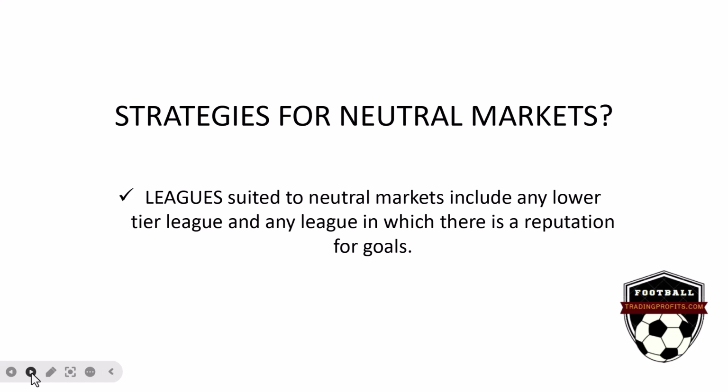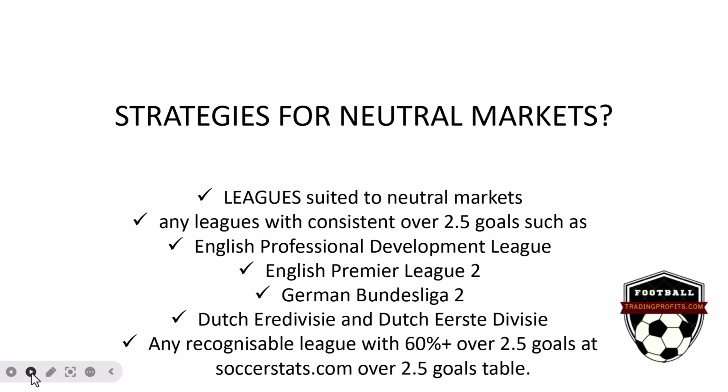Leagues suited to neutral markets include any lower tier league and any league with a reputation for goals, with consistent over 2.5 goal patterns: the English Professional Development League, English Premier League 2, Bundesliga 2, Dutch Eredivisie, Dutch Eerste Divisie. Any recognisable leagues with 60+% over 2.5 goals at soccerstats.com's over 2.5 goal table.